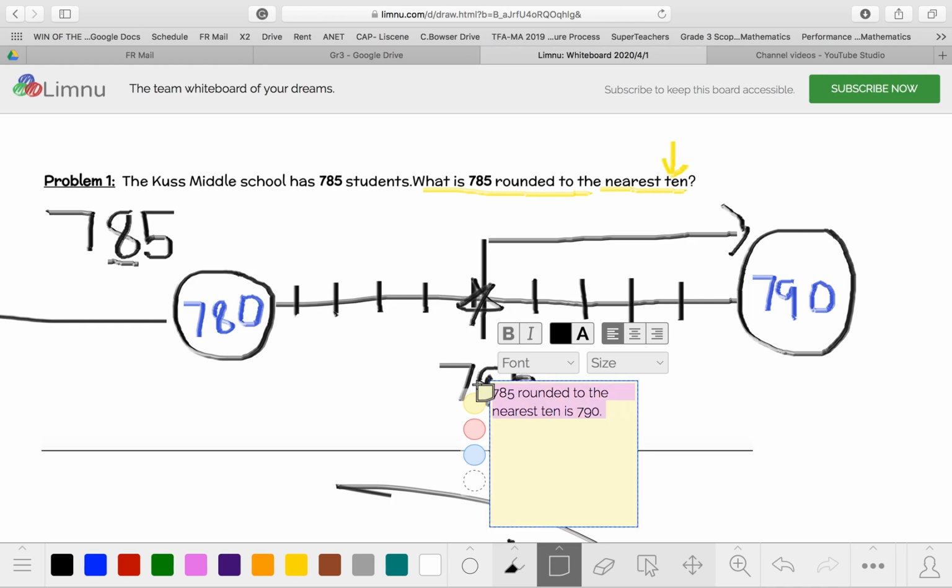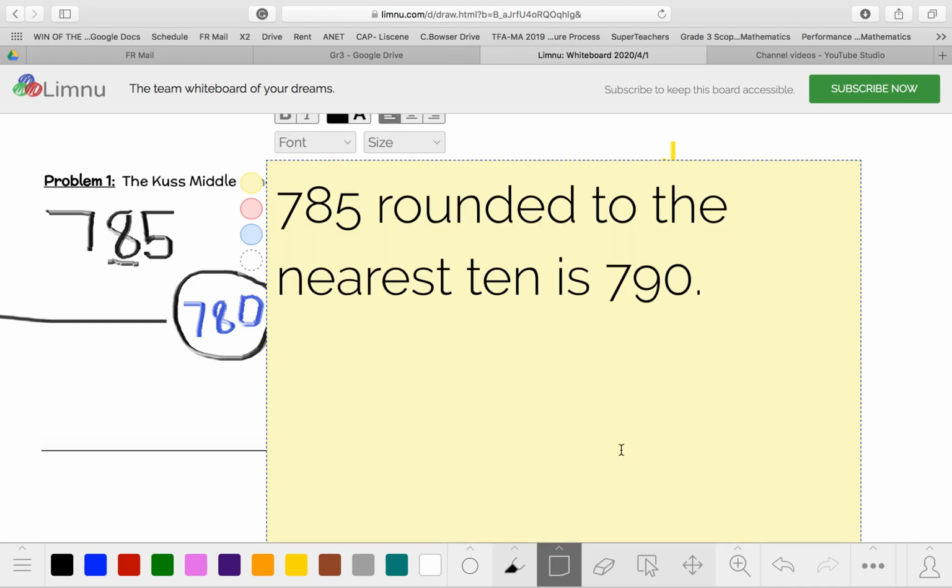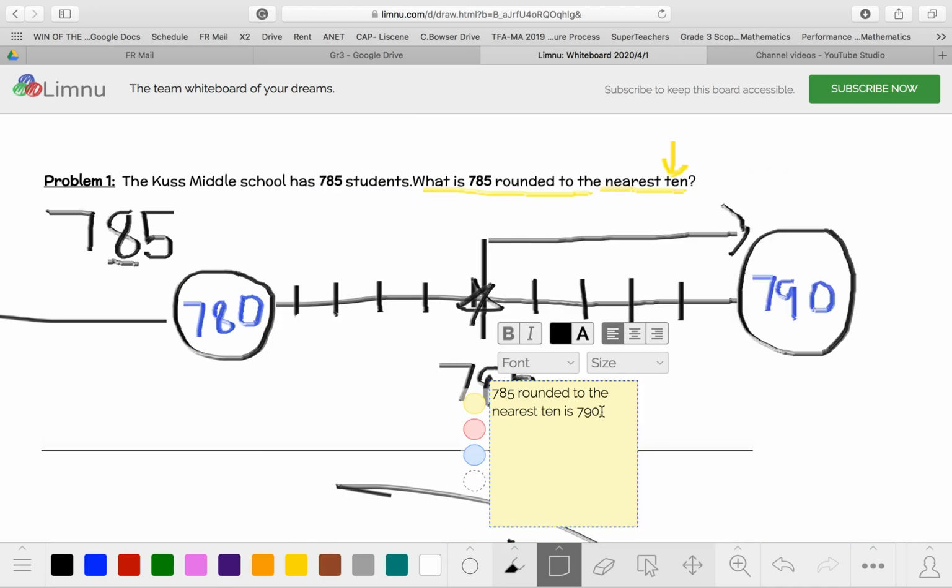So see how Miss Bowser wrote a full sentence? That's what your work should look like on your paper. You cannot just circle a number. You really have to explain your work. This is a great version of third grade work. I see the number line, I see a full sentence, and I answer the question.